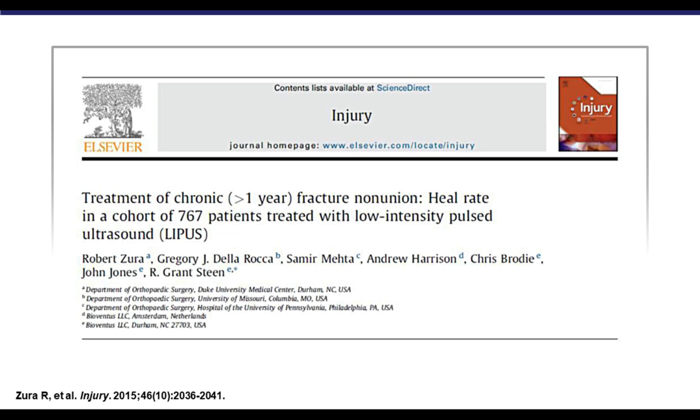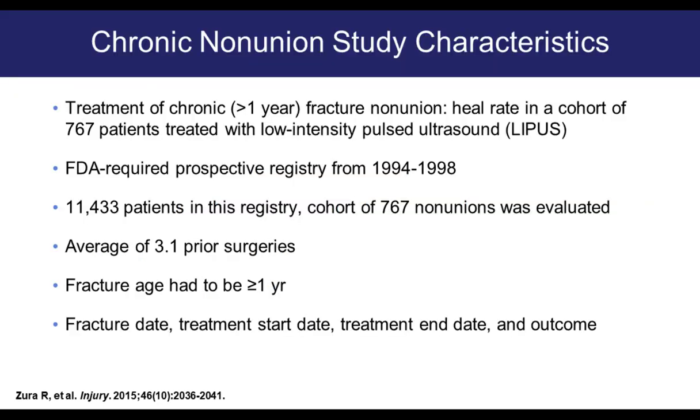And we looked at the heal rate in a cohort of 767 patients with chronic non-unions. Again, this was based off of an FDA required prospective registry from 94 to 98. So the FDA reviewed these cases and reviewed the data that came in. There were over 11,000 patients in this registry, but the cohort of 767 non-unions that were over a year old is what we looked at.